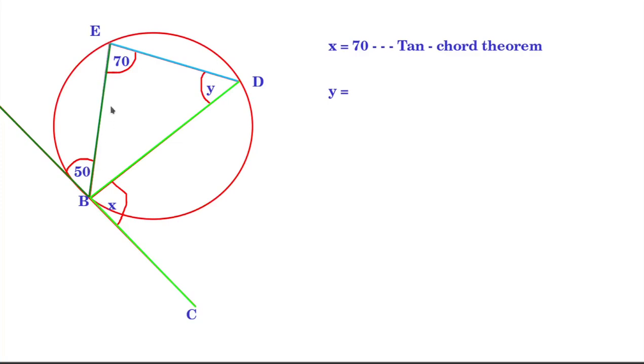Then from this chord, what two lines are starting from the ends of this one? It's this line and this line, and both lines are leading to angle D. So angle D is actually equal to 50 degrees because of the tan-chord theorem. So this one is equal to 50, tan-chord theorem. Just like that. Now let's go to our real examples.